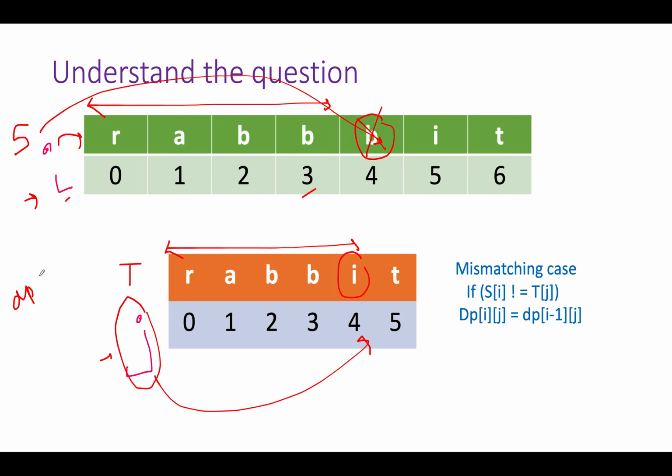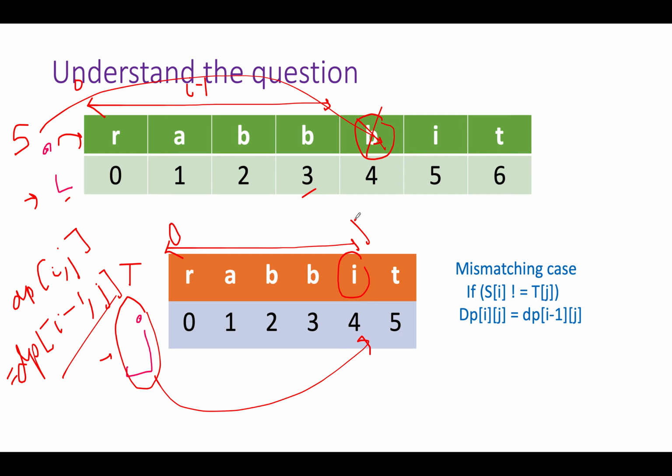So DP of i comma j becomes equal to DP of i minus 1 comma j. We are considering only those characters starting from the 0th index up till i minus 1 characters in string s, and in string t it starts from the 0th index up till the jth character. I hope this case is clear to you. If it is not, don't worry, you'll understand it when we build the complete DP array.